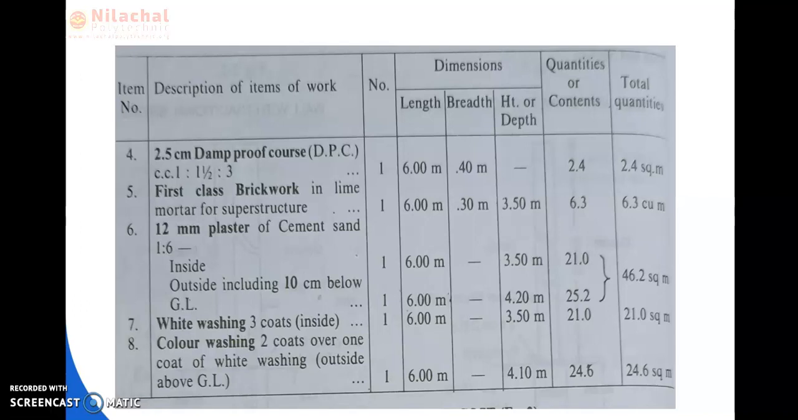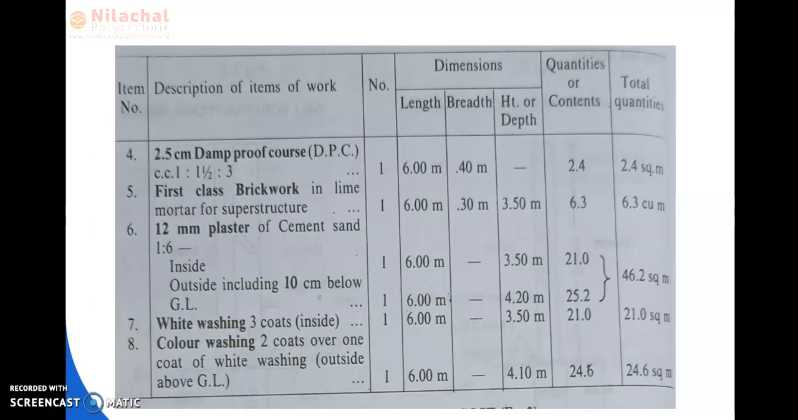Good morning everyone. In the previous class, we discussed the foundation plan and its cross-section, and the quantity calculation of earthwork excavation, cement concrete and the brickwork calculation of the substructure, which consists of foundation and plinth. Then we calculated the damp-proof course, and then the first class brickwork. In this class, we discuss the plastering of brickwork.